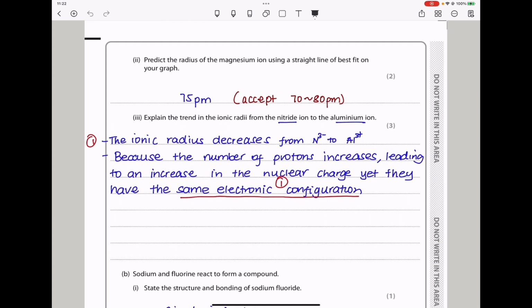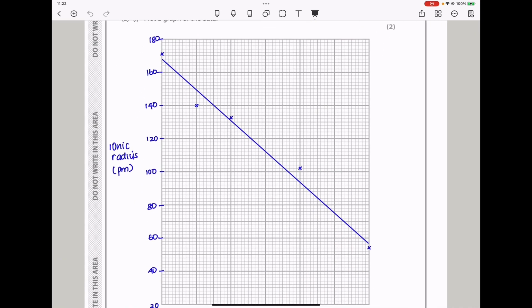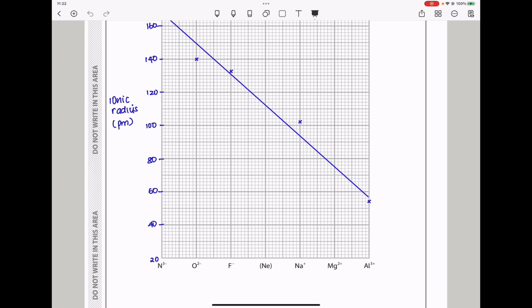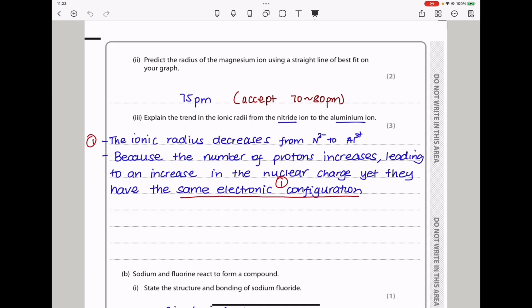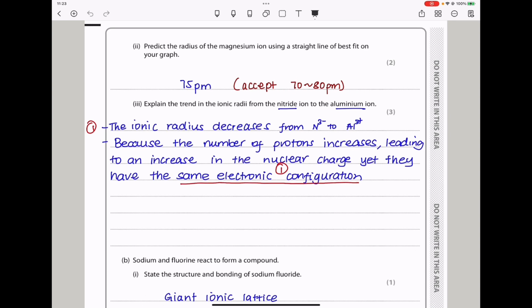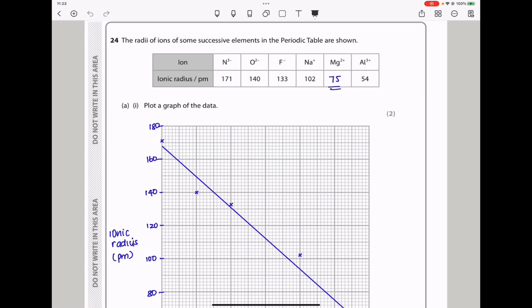So on the next page they say, predict the radius of magnesium ion using a straight line of best fit on your graph. So I placed my straight line of best fit, and magnesium is going to be something closer to that. That is why I get about 75, and that is the answer I placed here. So here I wrote 75 pm, acceptable values are within that. Then they say explain the trend in ionic radii from nitride ion to aluminium ion. So these are all isoelectronic, so it means the one with the most number of protons is going to have the smallest radius.